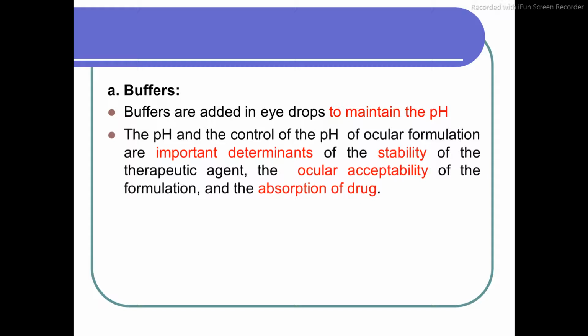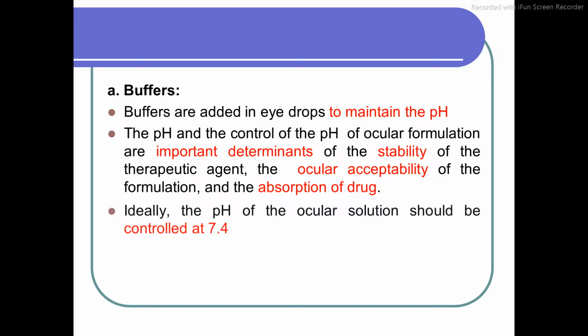Once you maintain the pH between 6 and 8, we can say it has ocular acceptability, and this type of preparation will not cause any severe irritation. Then there is absorption of the drug, because most drugs have pH-dependent absorption. So once you maintain the pH by adding a buffer, we can improve the absorption of the drug. In this way, buffers are an important determinant in ensuring stability, improving ocular acceptability, and improving the absorption of drugs.